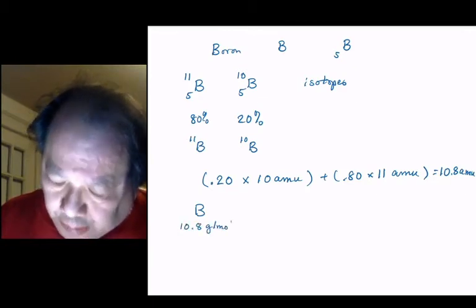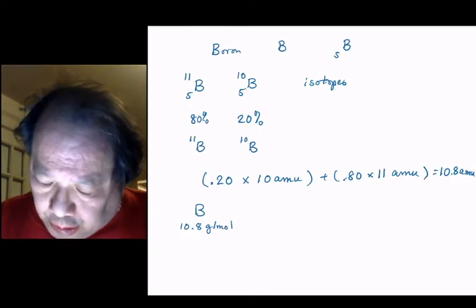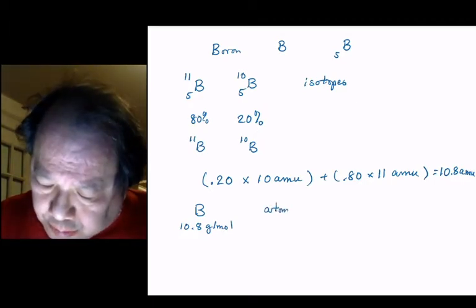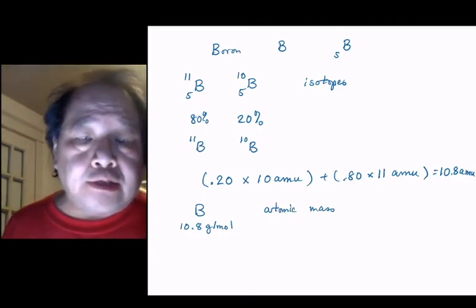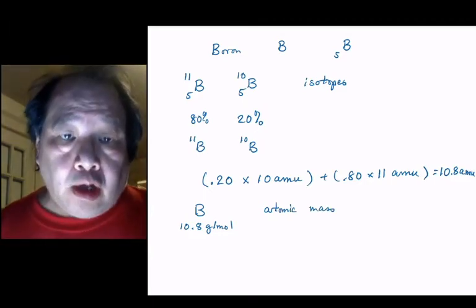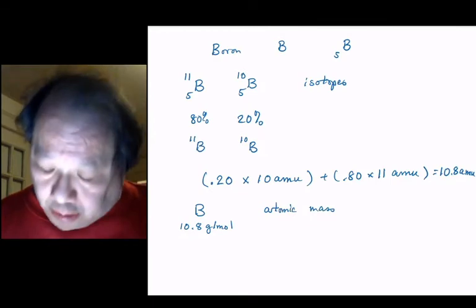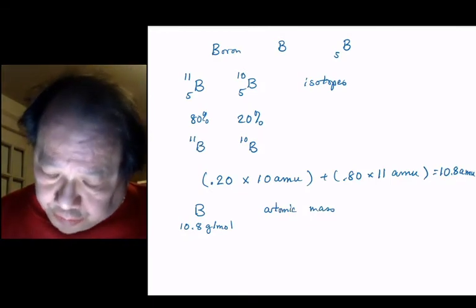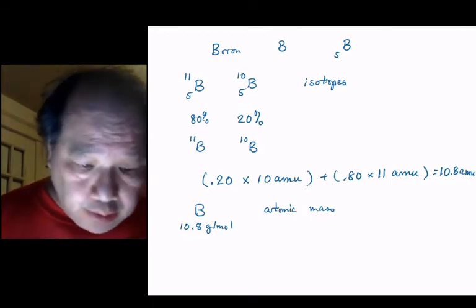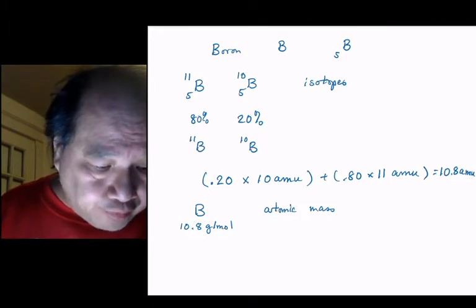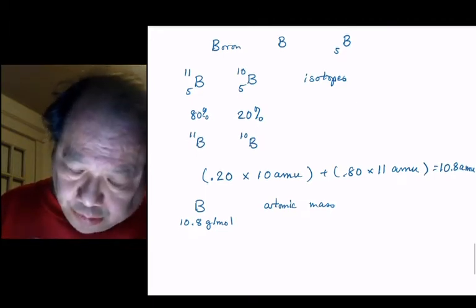And this is called the atomic mass. So the atomic mass is based on the natural abundance of the various isotopes that an element has. Let's do a problem for magnesium.